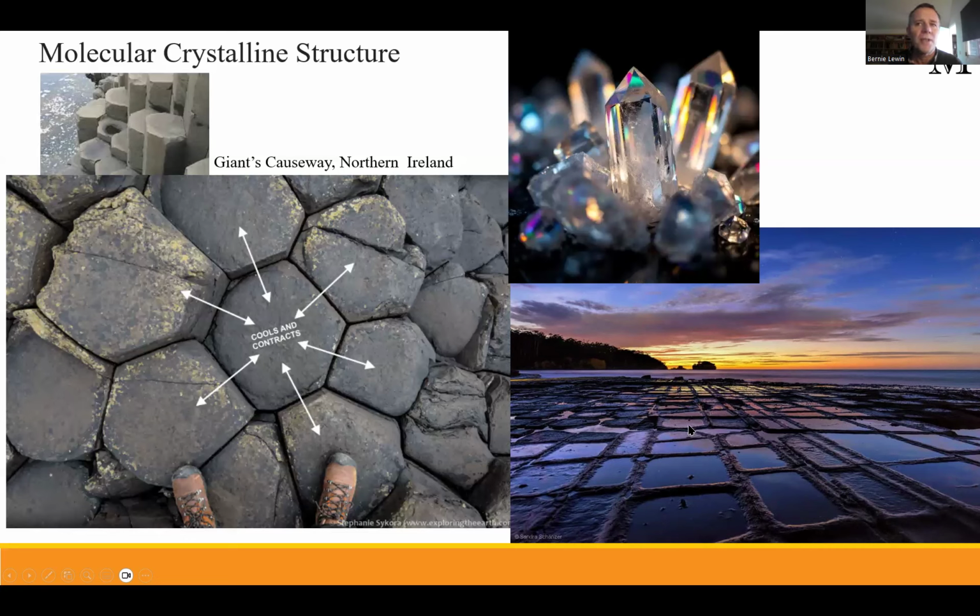There's another site near Coffs Harbour, I think, that has similar tessellations. So they're all around the world. These are just some examples of this tessellated geometry that expresses in some ways what's going on in the chemistry of the rock.